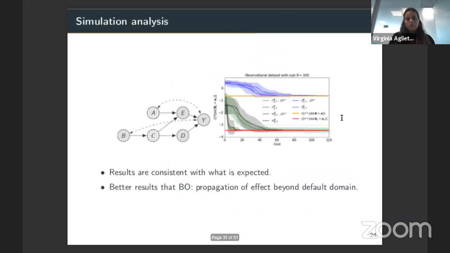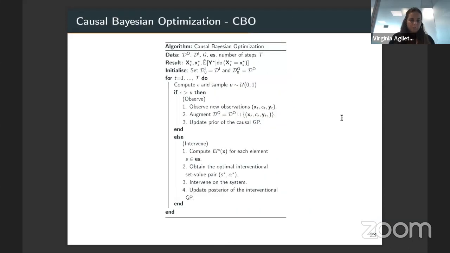Thanks. Okay, so to summarize the algorithm before we move forward, it's very simple. It's basically 3 steps. First step, we have some observational data, and we have some interventional data. We might have it at the beginning or not. The framework is flexible. You can incorporate interventional data if you have it. So at every step in the Bayesian optimization, we decide whether to observe or to intervene.